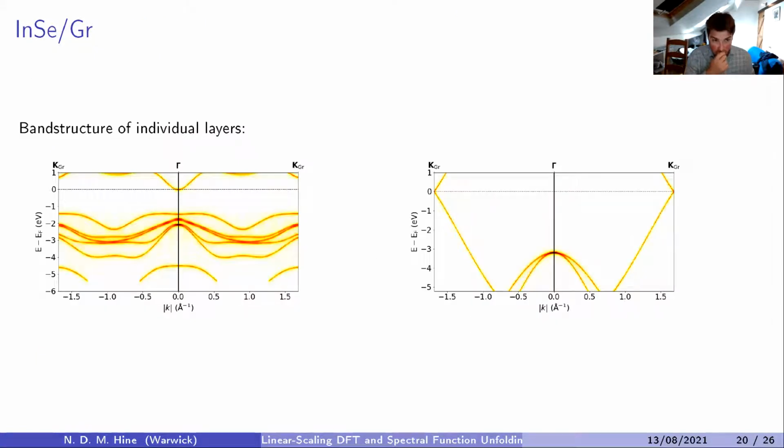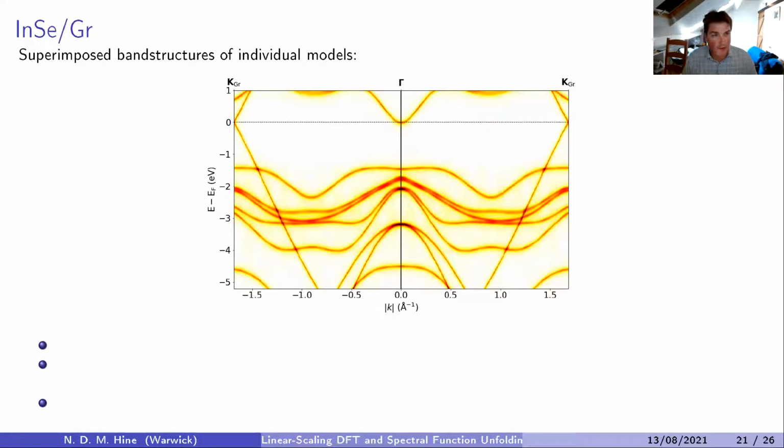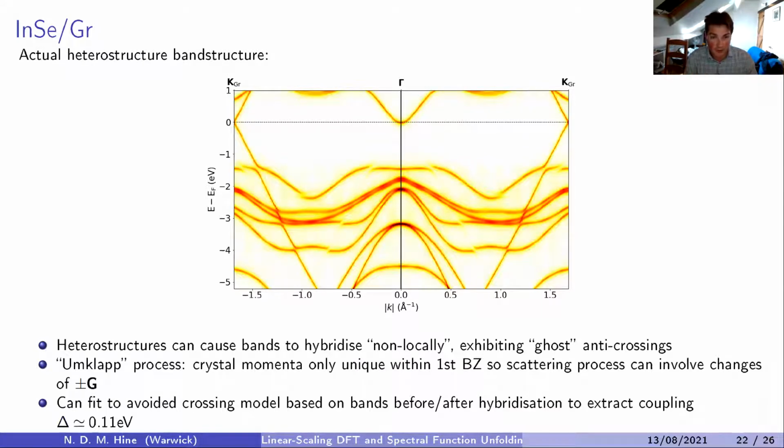We were able to confirm that they were associated with hybridizations between the InSe and the graphene that take place outside of the first Brillouin zone of the InSe. And therefore we get this kind of umklapp hybridization. So we can see it quite clearly if we superimpose the band structures of the individual models and then compare that to the actual band structure of the heterostructure folded back into the Brillouin zone of the graphene in this case. So that's more than one copy of the Brillouin zone of the InSe, because that's got so much smaller a Brillouin zone.